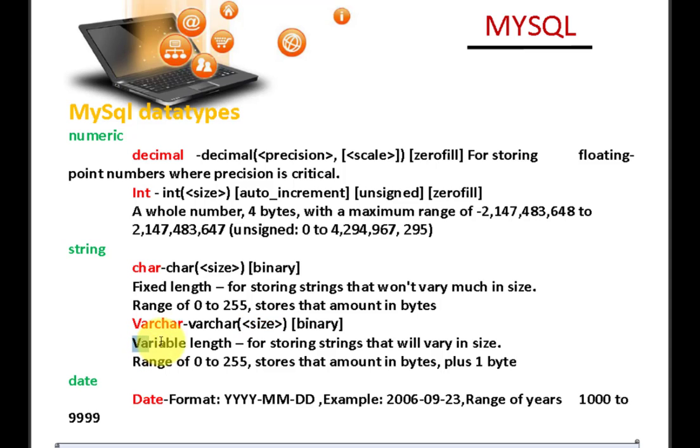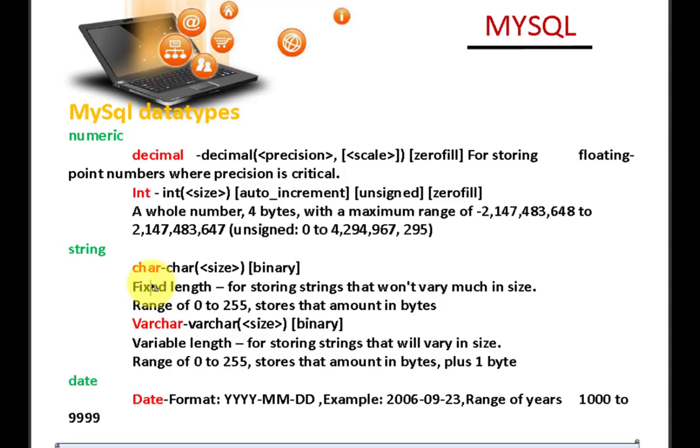Clear? And this is called variable length. That is the difference between char and varchar. Char is called fixed length character and varchar is called variable length character. It means if you have assigned the size of varchar as 20 but your string uses only size 10, it will use only 10 bytes of memory. Clear? It will not use 20 bytes. According to the variable length it will use the size.